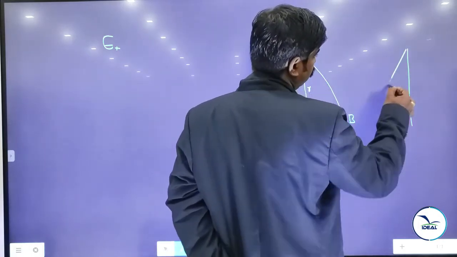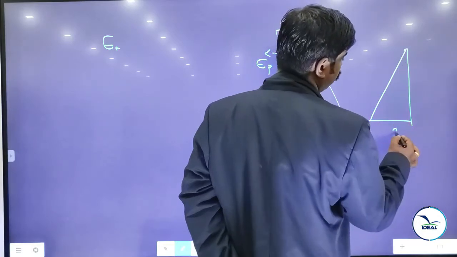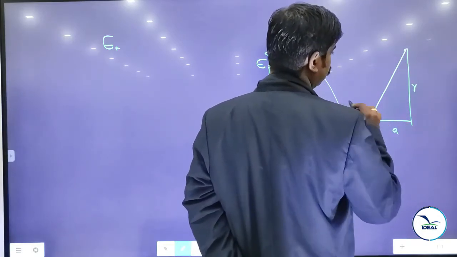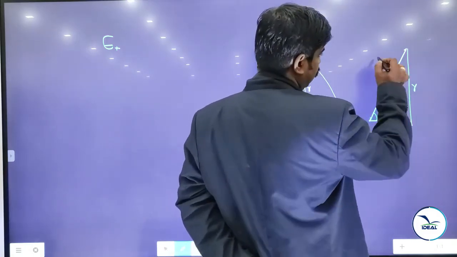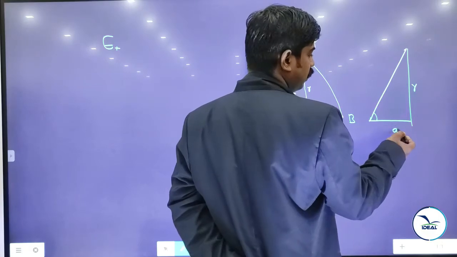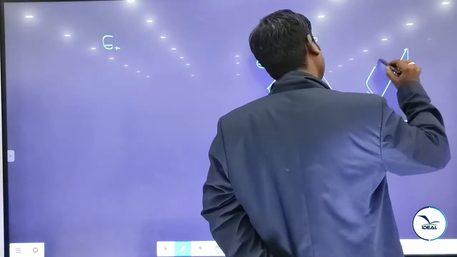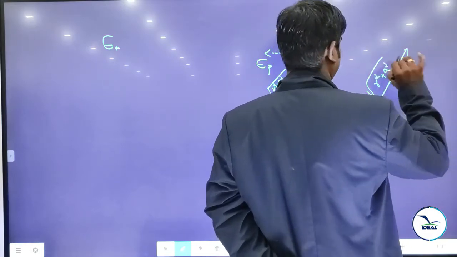Where do we get that from? It is our Pythagoras theorem. If this is A and this is R, then what can we say the hypotenuse is? Root. We know that hypotenuse square is equal to A square plus R square. So here it is root of R square plus A square.